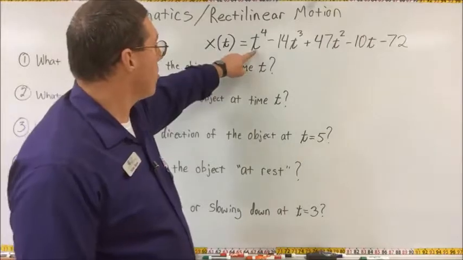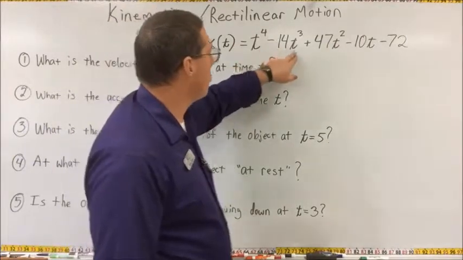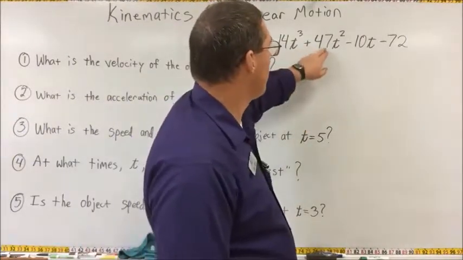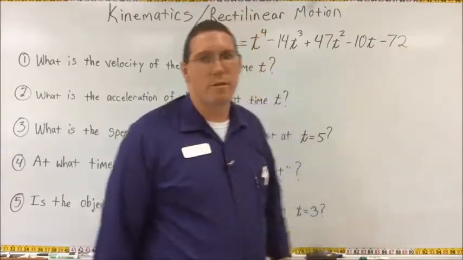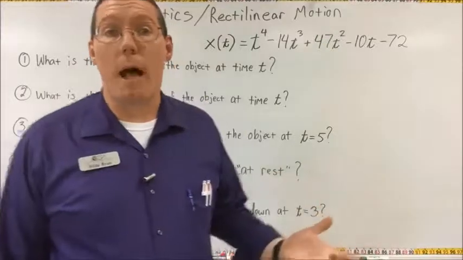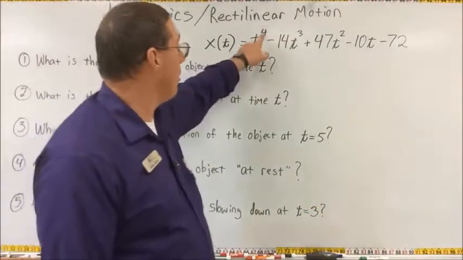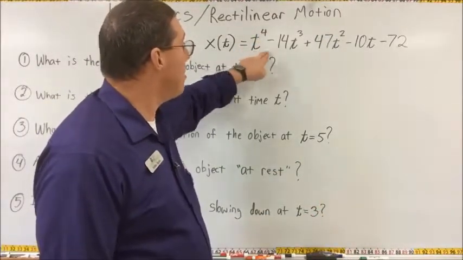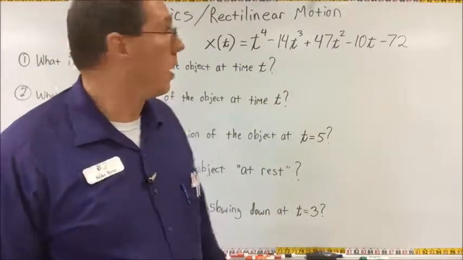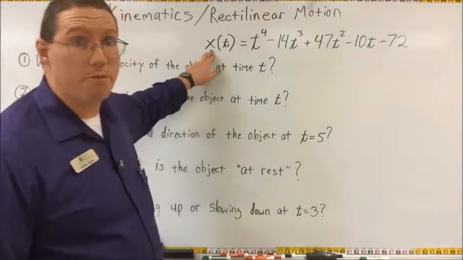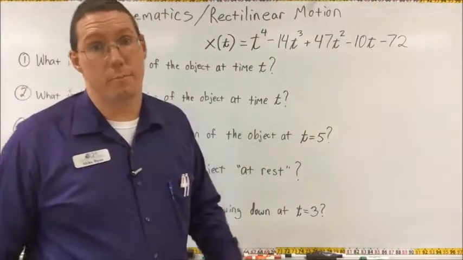And you can see here this says t to the 4th power minus 14t to the 3rd power plus 47t squared minus 10t minus 72. Okay? This is a polynomial function. It's a 4th power polynomial function. And having t's here instead of x's, that's just fine. It doesn't matter. Okay? It's just that now x is the output value and time is the input value.